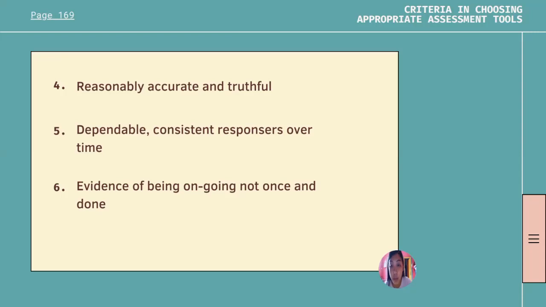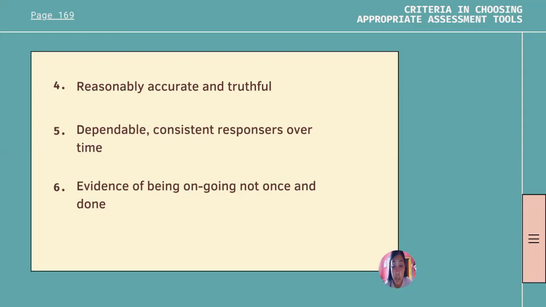So for number five, dependable, consistent responses over time. So an assessment is used to test a student's learning. Therefore, it must be dependable in order to see the scope of what they have learned and so as to be consistent responses over time if there are questions or clarifications.